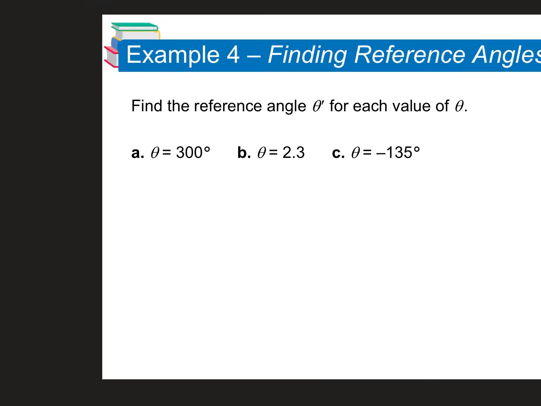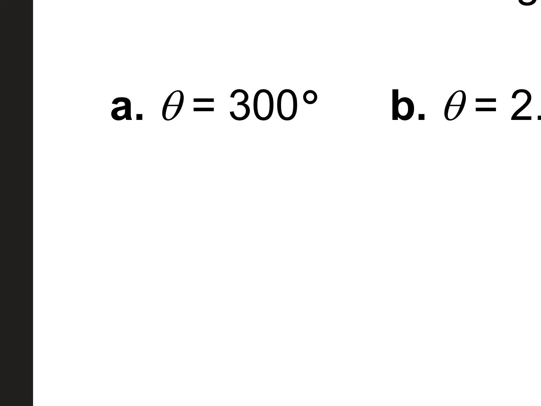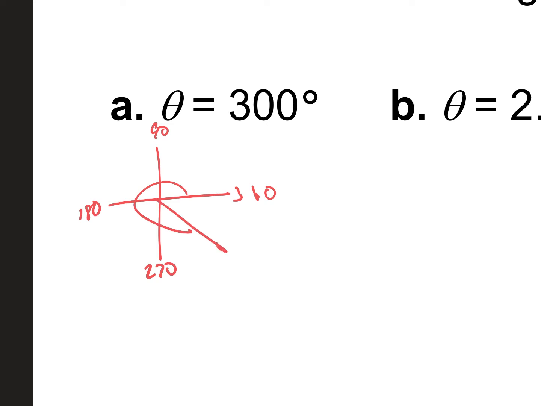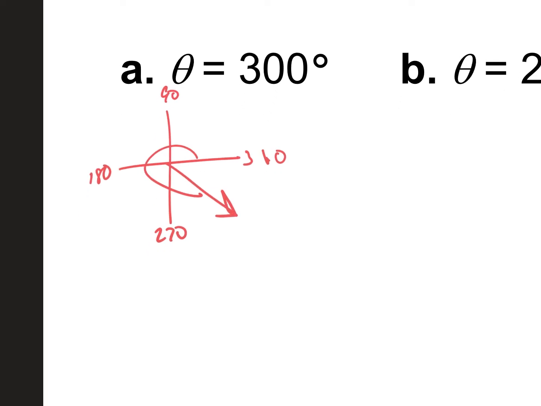Let's work through some of these examples. Look, I got 300. If you can't visualize it, draw it. This is 90, 180, 270, and 360. Where is 300? It's over here in quadrant 4. So what is the rule for quadrant 4? 360 minus 300, and I get 60 degrees. Now check to make sure.